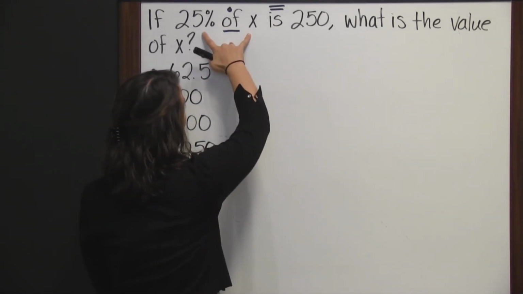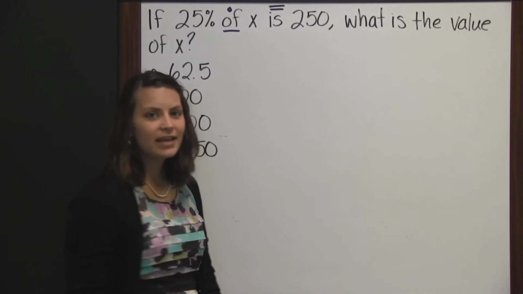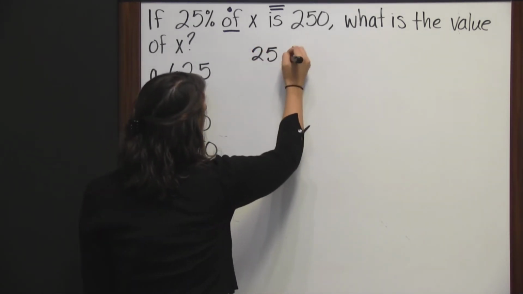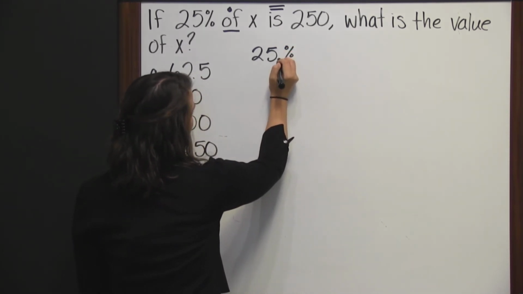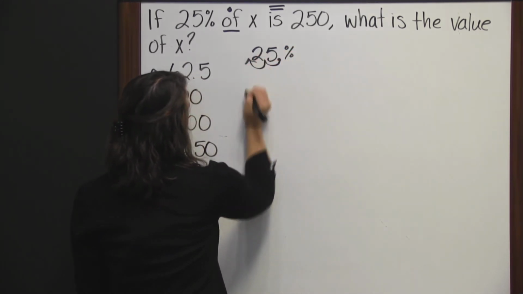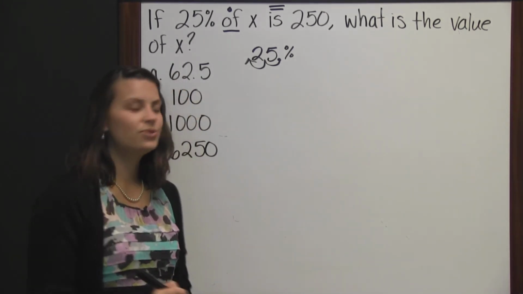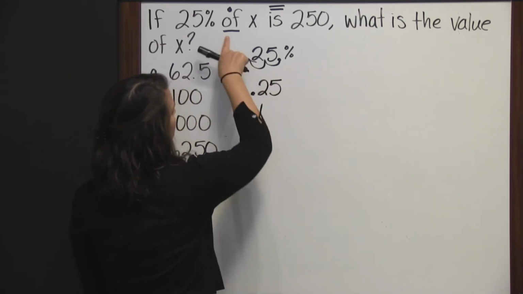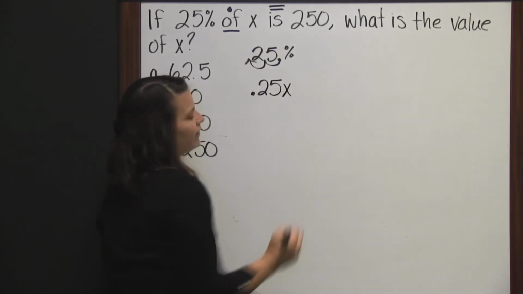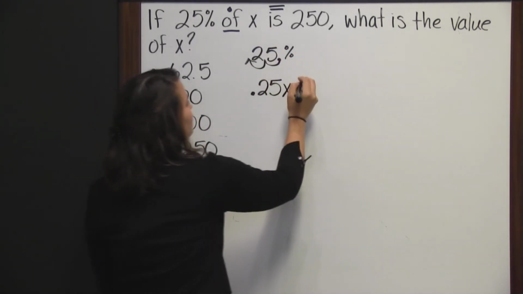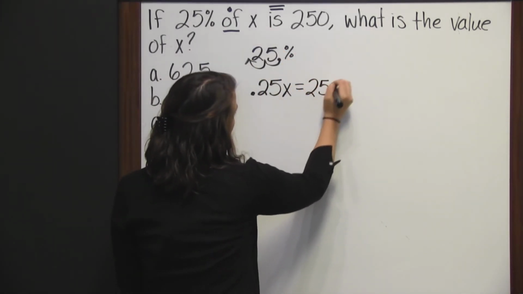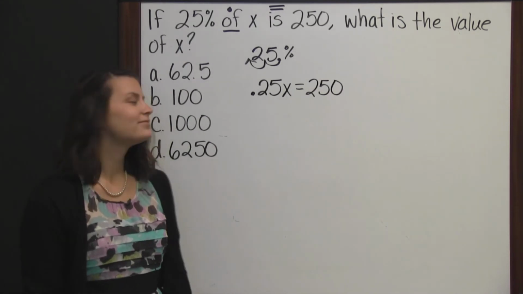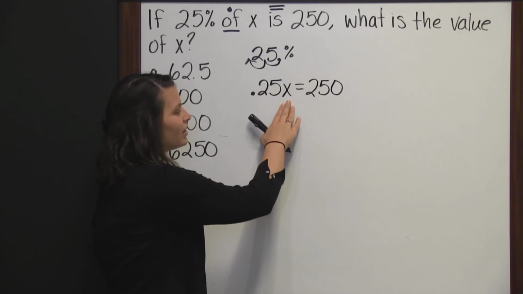So 25% times x, we have to take our percent and change it into a decimal. So 25%, the decimal's behind it, and you move it 2 places to the left to change a percent into a decimal. So that's 25 hundredths times x, or just 25 hundredths x, is or equals 250. Now that we've written our equation, we just need to solve. So this is 25 hundredths times x.